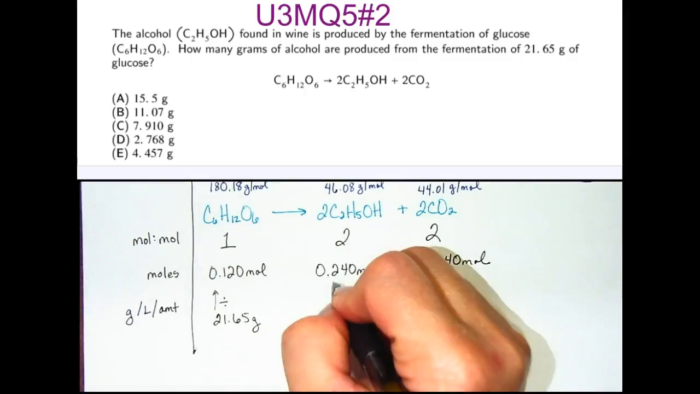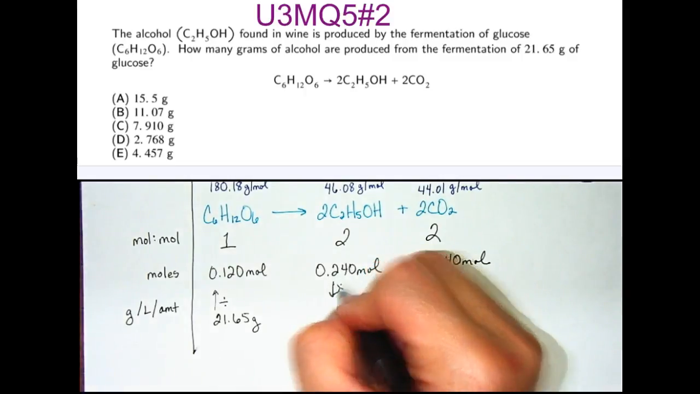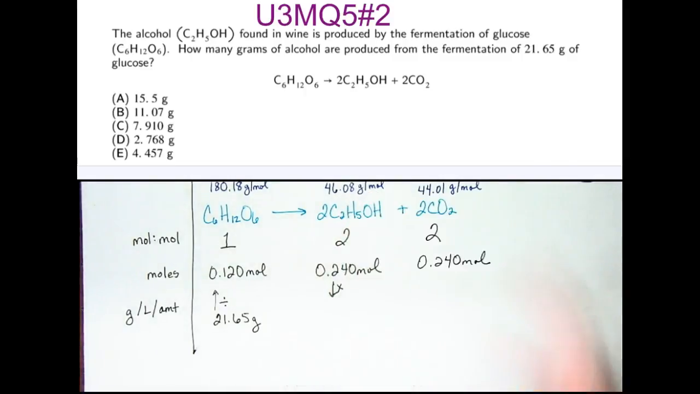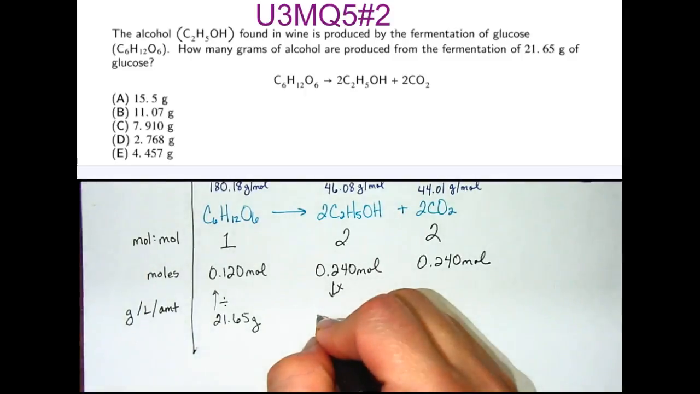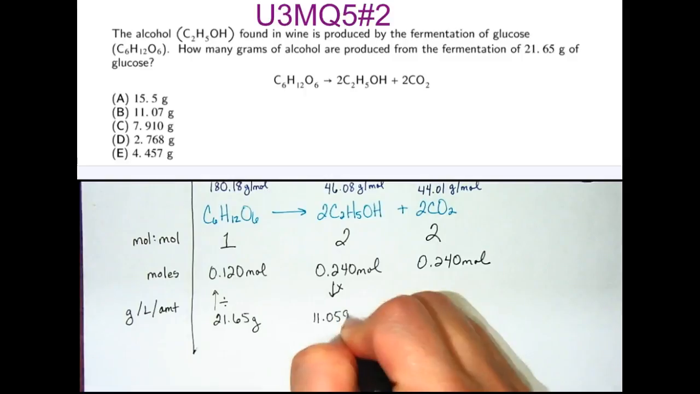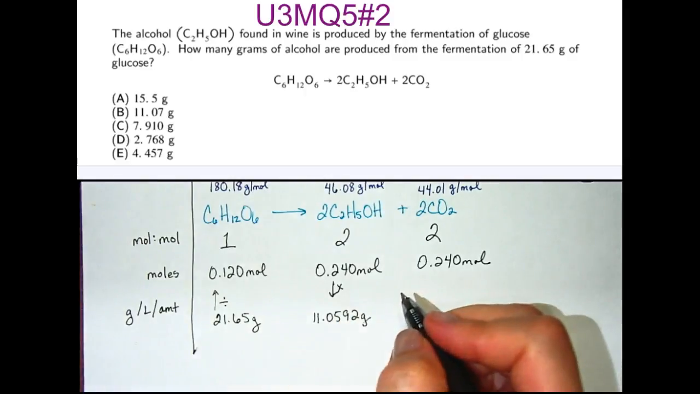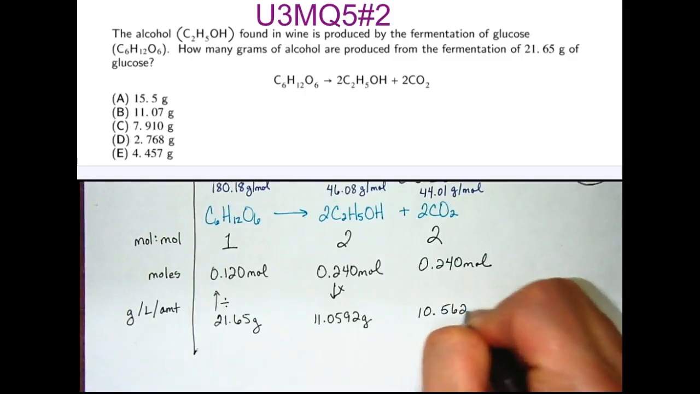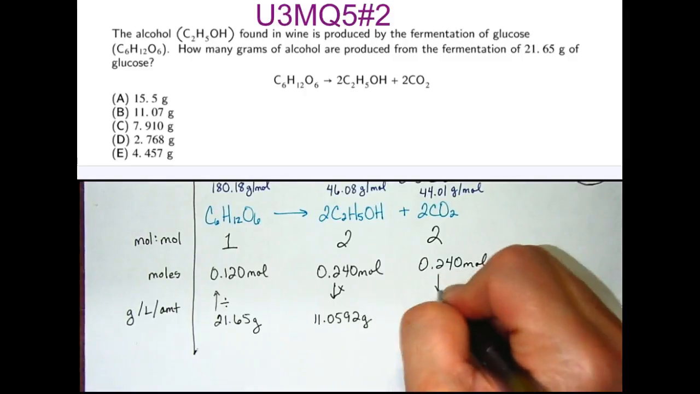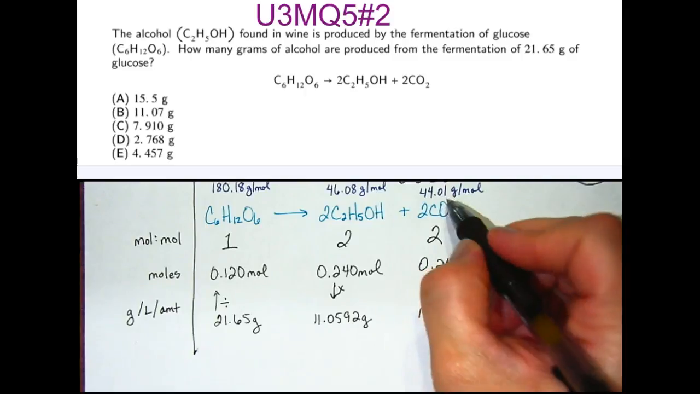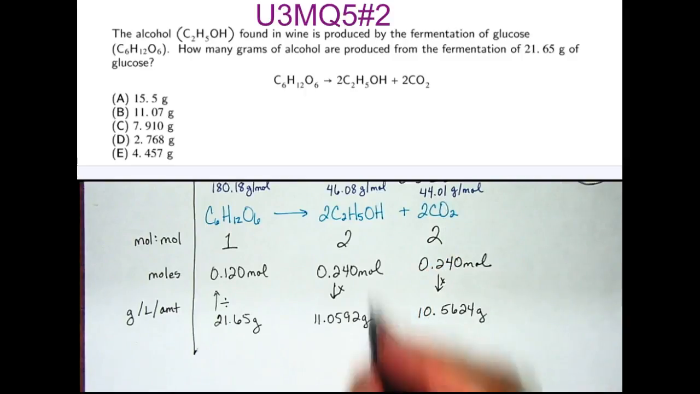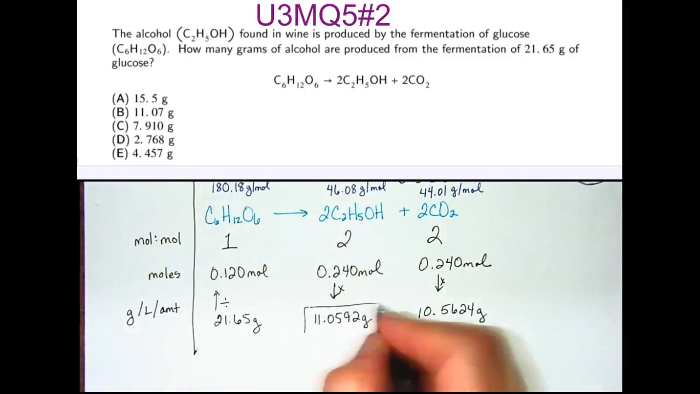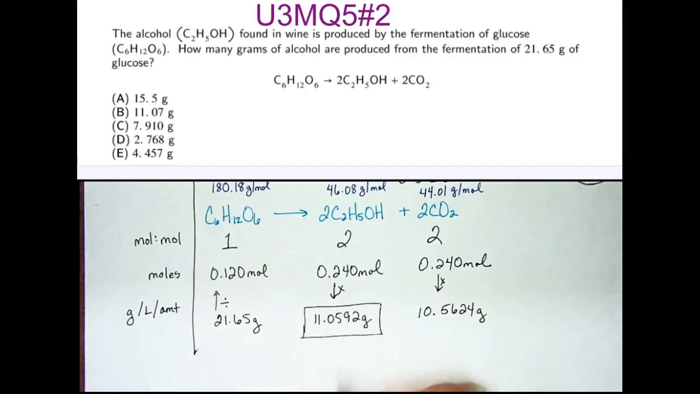Now, if I want to change this to grams, I'm going to multiply this value times the molar mass, which here would give me 11.0592 grams. And if I wanted to know the carbon dioxide, I'd have 10.5624 grams by multiplying this value times its molar mass as well. We want to know the grams of alcohol that was produced, however, so that would be this value, which is closest to answer B.